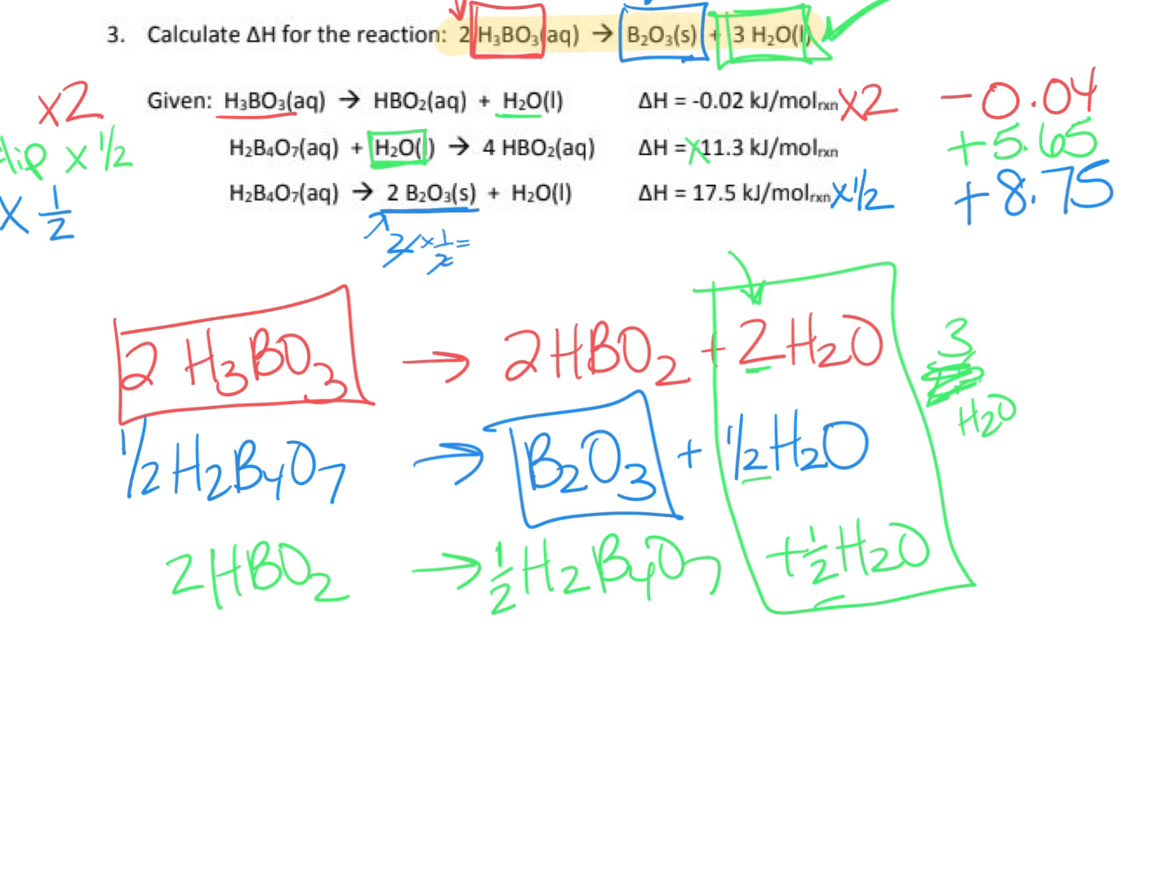So we'll notice here that my 1/2 H2B4O7 is a reactant here, and it is a product here, so it cancels out. My 2HBO2 is a reactant here, and it is a product here, so they cancel out, which is perfect. That shows me that I've done everything correctly, that what I don't want cancels out, and what I do want is still a part of my reaction. Alas, we are still not done.